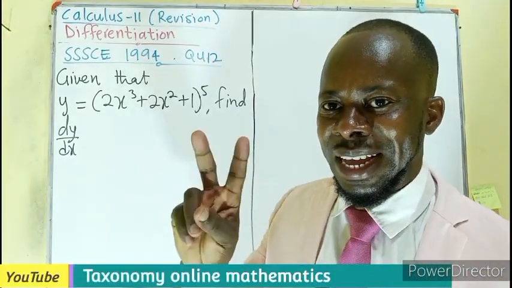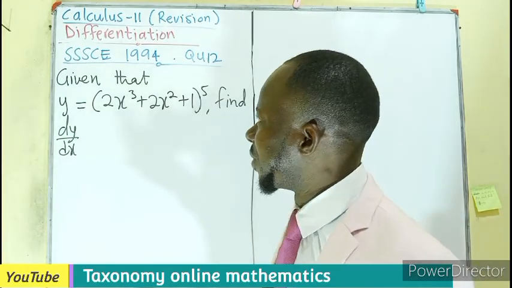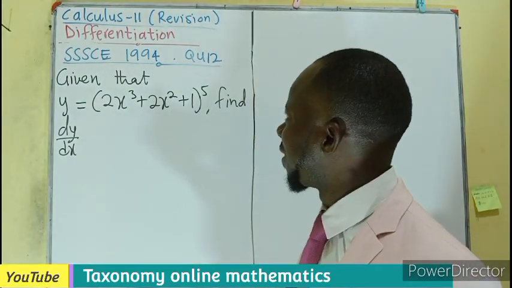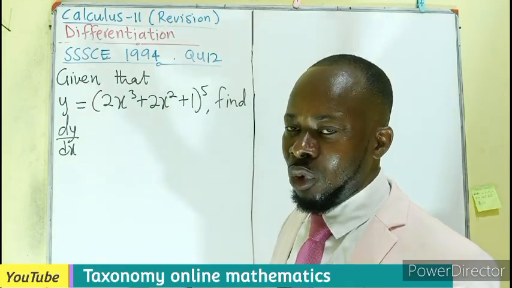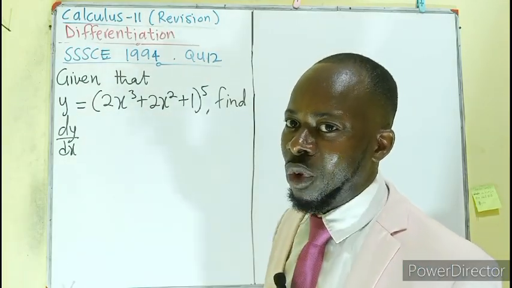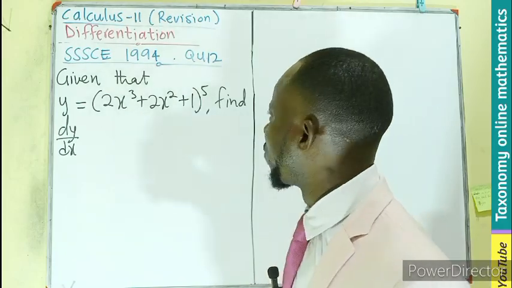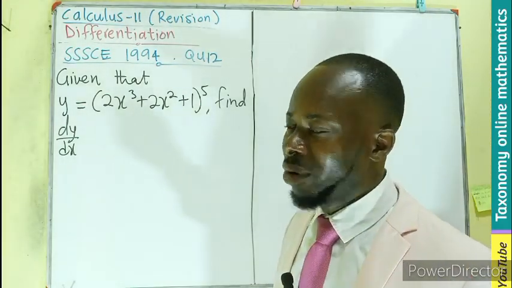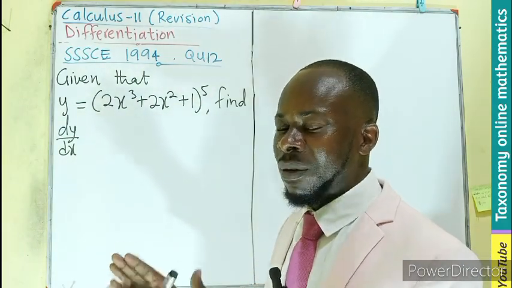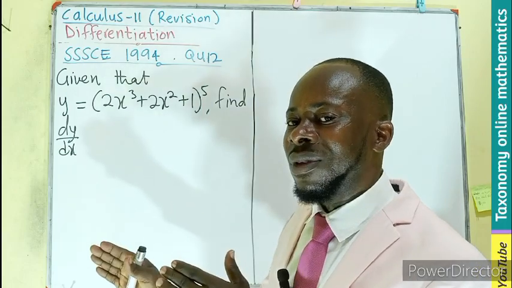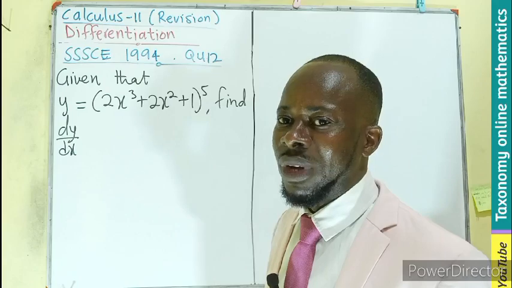Hello, welcome. Let's spend some 2-3 minutes on this question under differentiation, 1994 SSCE question 12. Given that y equals (2x³ + 2x² + 1) raised to the power 5, we have to find dy/dx. Simple differentiation. We are going to follow two methods to arrive at the answer. First, direct differentiation, then we will follow the chain rule.